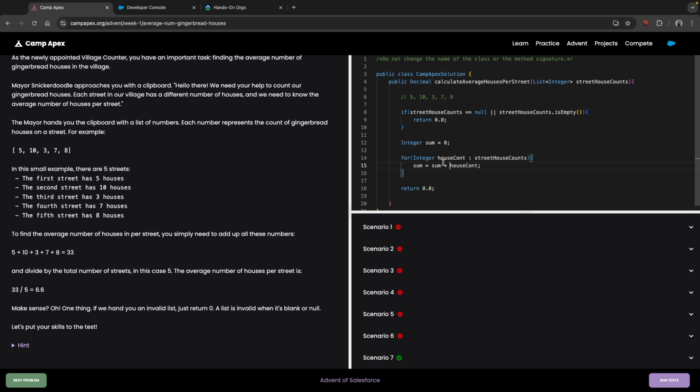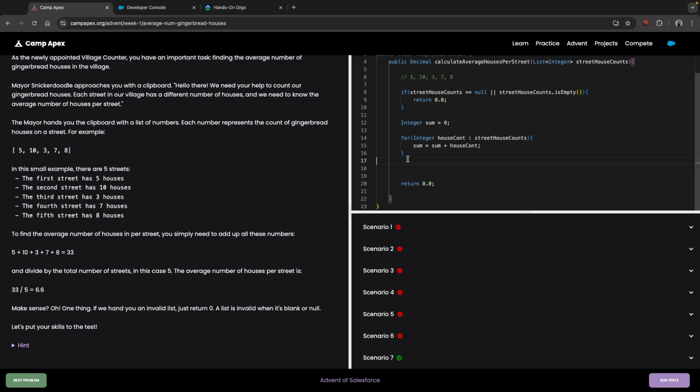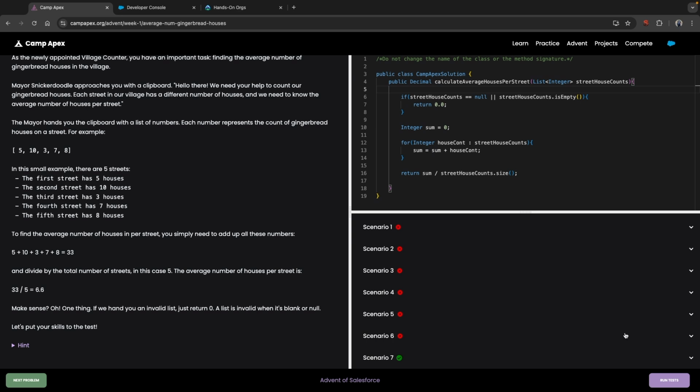So in this first iteration of the for loop, the sum is going to start out as 0. And I'm going to add 0 plus 5. And then I'm going to go through the for loop again. I'm going to do 5 plus 10, giving me 15 as the new sum. Then I'll go to the next element. I'll get 15. I'll add 3 to it, get my 18, and then keep going from there. Once I'm done with this for loop, I know I'm at the end of the list. So I can really just run my formula to find the average, which was the sum divided by the count. So I'll just return the sum divided by the street house counts dot size. And now that I have that, I can get rid of this return statement. And let's see how we did.